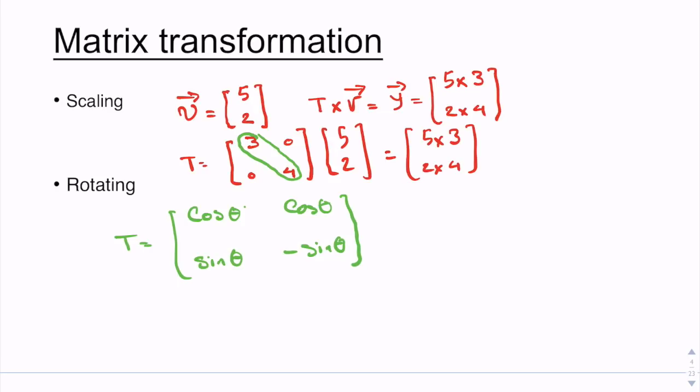Sorry, I think I made a mistake in here. I should correct myself about this matrix. So this is minus sine, and this one is sine of theta, and this one is cosine of theta. So that's the rotation matrix for two-dimensional data, and theta is the angle of the rotation around the origin.